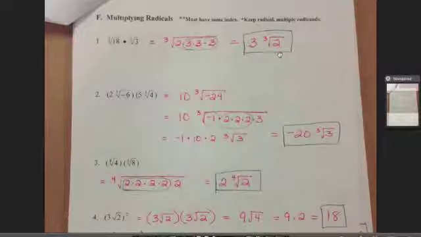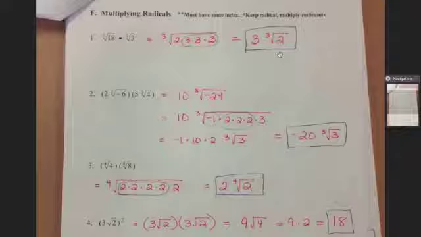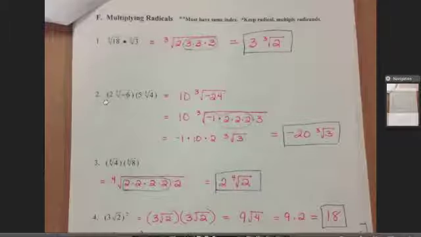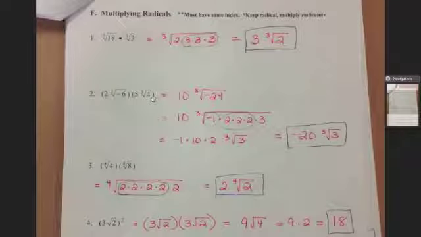Again, the important part is if we have the same indexes, the numbers inside the radical, or the radicands, can multiply, and the coefficients on the outside will multiply. So over here, we get 2 times 5 is 10 right there. The negative 6 and the 4, which are radicands with the same index, multiply together.